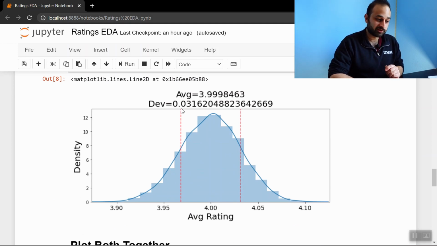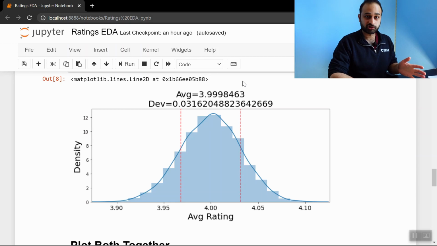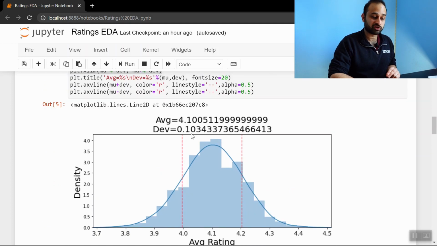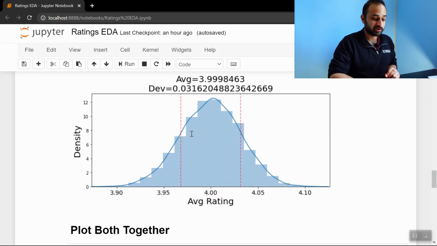So as suspected, the average is 4 stars, so it's centered at 4 stars. But the biggest thing to note is that while this distribution had a standard deviation of 0.1 stars, this has a standard deviation of a third of that, 0.03 stars. And that means we can make the general statement that the ratings for this product loosely lie between 3.97 and 4.03 stars, so it's a much tighter range.